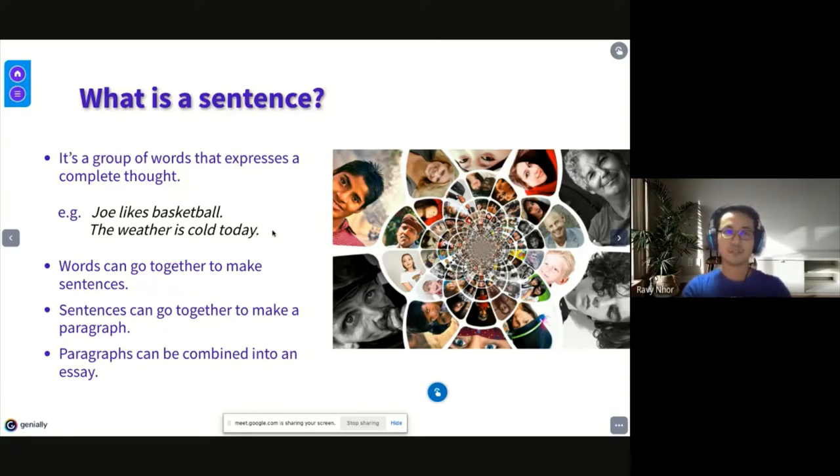It's a group of words combined together, and it has complete meaning. It makes sense. Words can go together to make sentences, and then sentences go together to make a paragraph. We already know that paragraphs can be combined together into an essay. Okay.